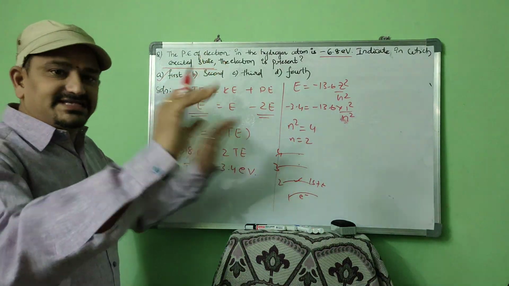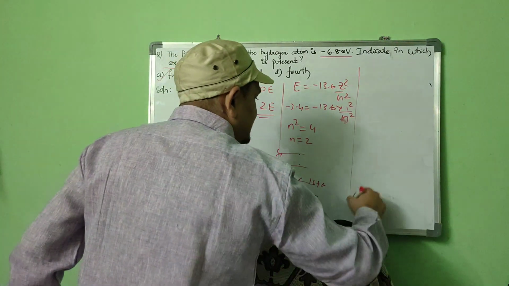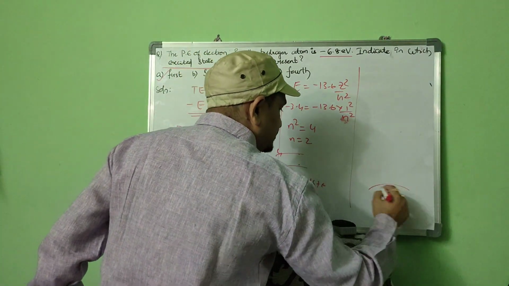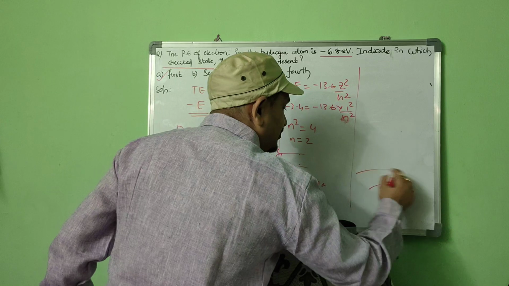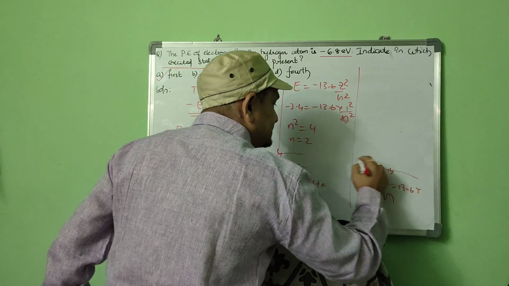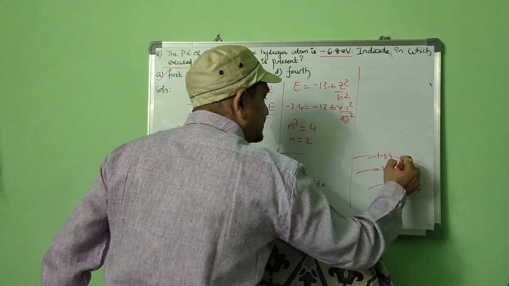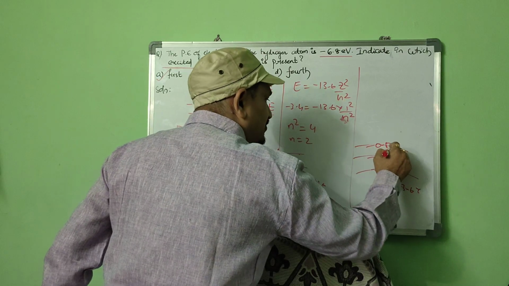Understood? Other than this, there is another way. This is the nucleus of hydrogen. Energy of the first orbit is minus 13.6 electron volts. Second is minus 3.4. Third is minus 1.51 electron volts. Fourth is minus 0.83 electron volts.